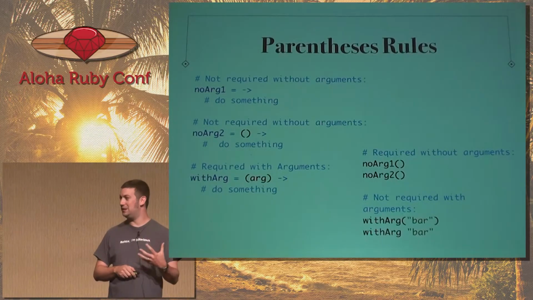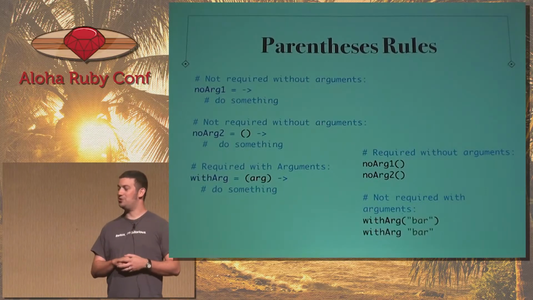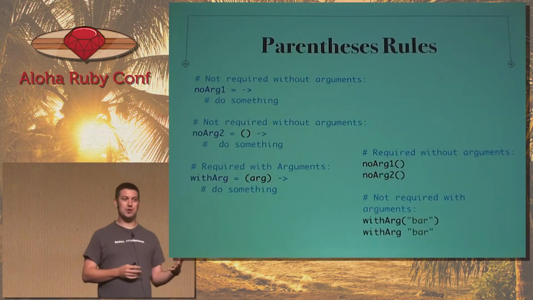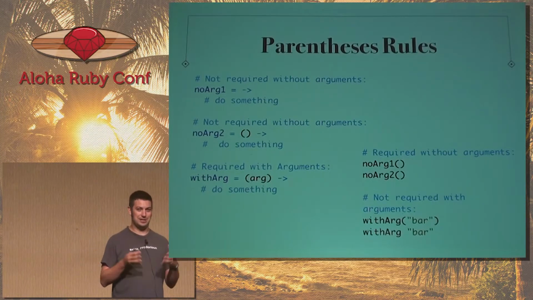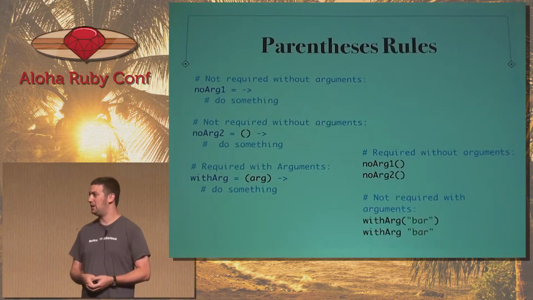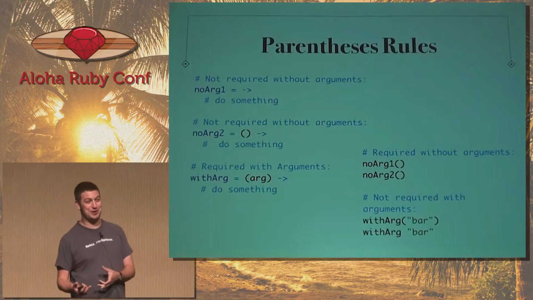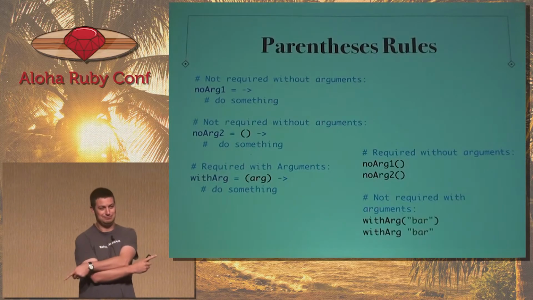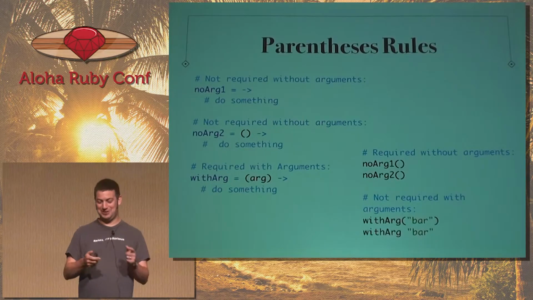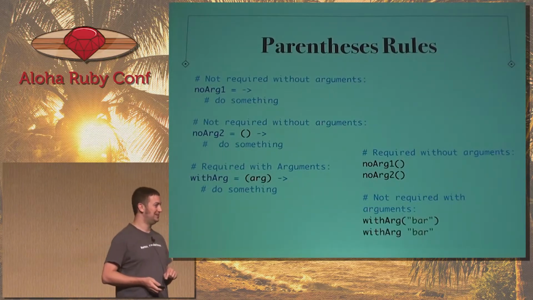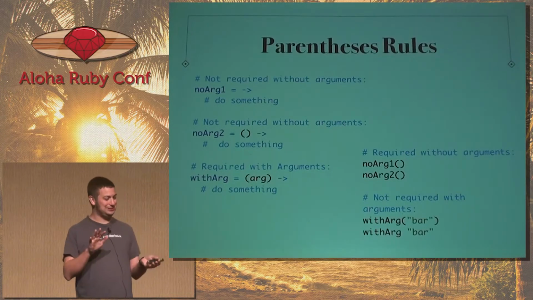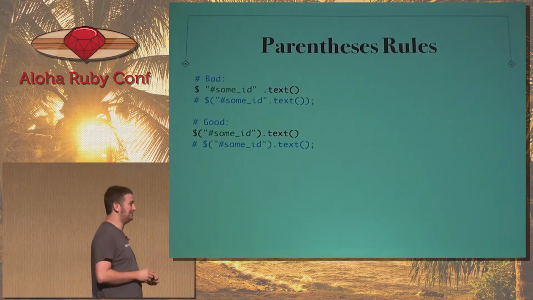So here are some examples of the parentheses rules. When you are creating a function, as we are doing on the left, if there are no arguments for that function, you do not need parentheses. If there are arguments for that function, you do need parentheses. If you are calling a function, however, it's the exact opposite. If you're calling a function that has no arguments, you need parentheses. If you're calling a function with arguments, you don't need parentheses.